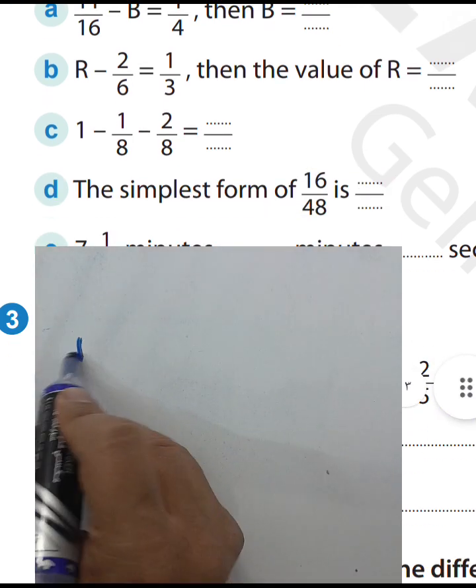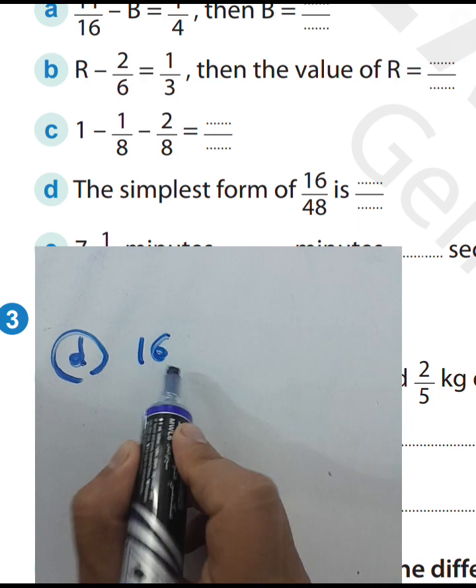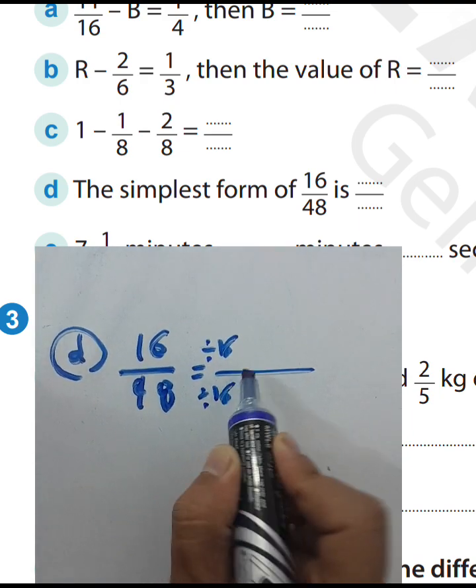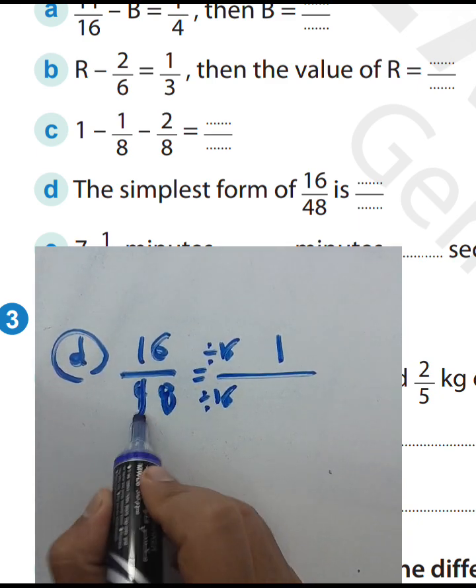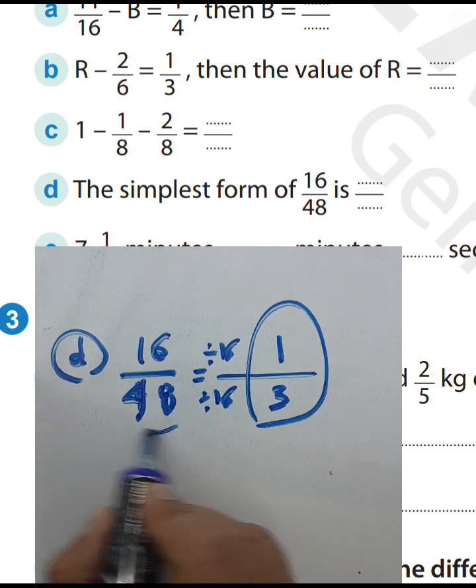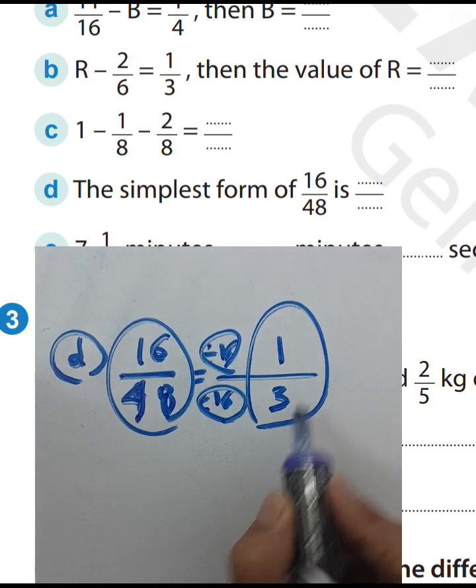Question letter D. The simplest form of 16/48. We can divide it by 16 here. 16 divided by 16 is 1, and 48 divided by 16 equals 3, because the highest common factor between the two numbers is 16. Then the result will be 1/3.